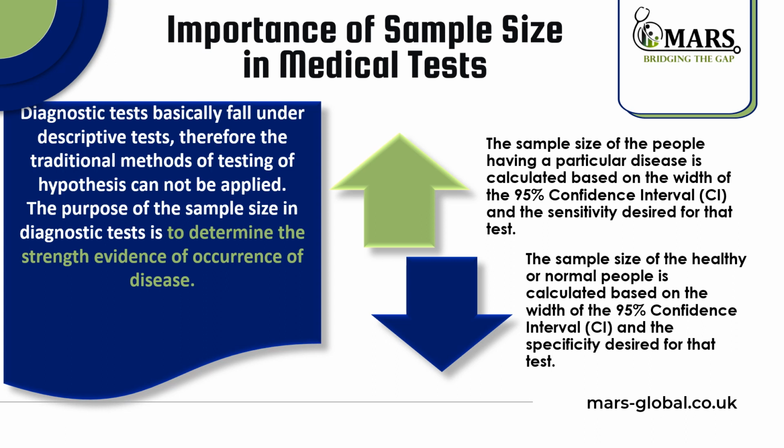The sample size of the healthy or normal people is calculated based on the width of the 95% confidence interval and the specificity desired for that test.